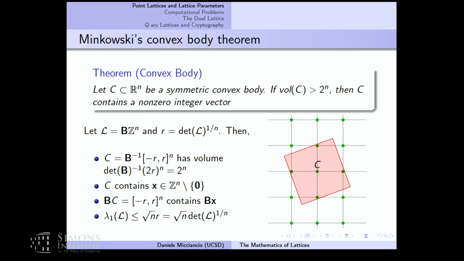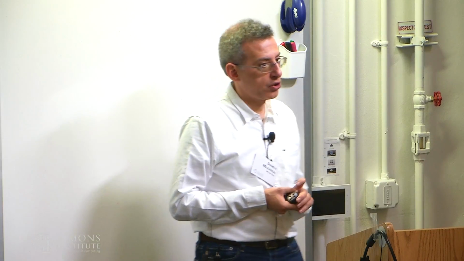And in general, for any norm, there is a corresponding symmetric convex body that defines the unit ball with respect to that norm, and it gives a powerful technique to bound those quantities. In the Euclidean case, this shows that the shortest vector in a lattice, or the first minimum, lambda 1, is always at most square root of n times r, where r is the root determinant of the lattice that you can think of as a normalization factor.